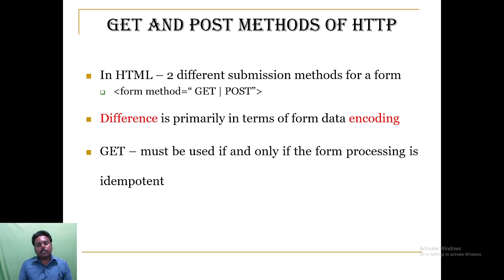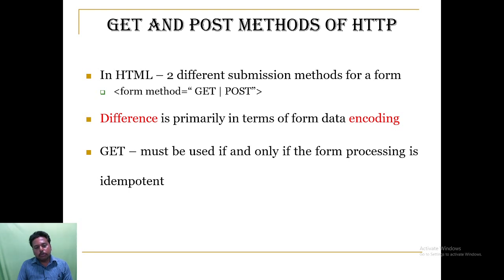Get and post method. What are the get and post methods in HTML? So how can the user raise a request to the server and how will it receive the response from the server? There are 2 categories. In HTML, there are 2 different submission methods for a form: form method equal to get or post. The single vertical line is called the or symbol. Get or post method, that is the syntax for using them. The difference is primarily in terms of form data encoding.